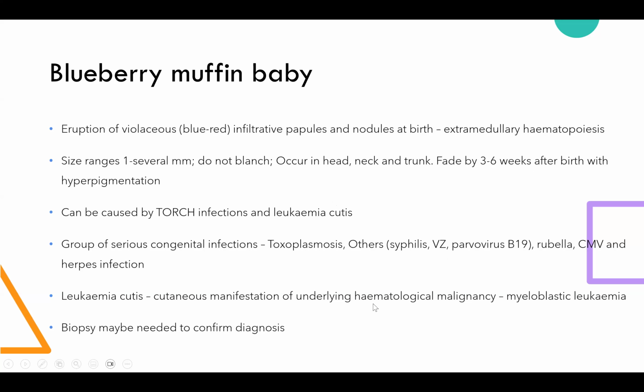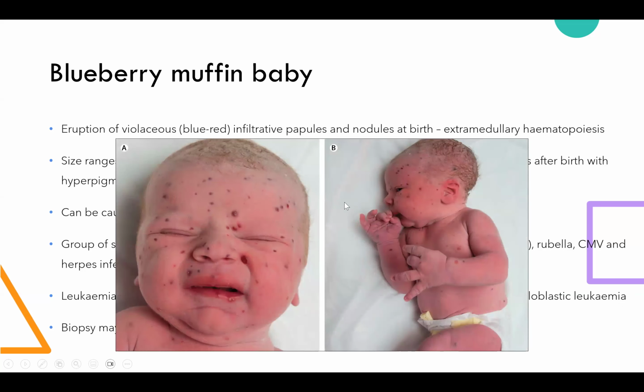Leukemia cutis is a cutaneous manifestation of underlying malignancy. It can be a myeloblastic leukemia, or it can be Langerhans cell histiocytosis, or any solid tumors also. Neuroblastoma is also an important differential diagnosis. Biopsy may be needed to confirm underlying diagnosis in a blueberry muffin baby. So this is a big picture showing a baby with blueberry muffin lesions. There is varying size of this extramedullary hematopoiesis. This usually fades on its own, and the baby will not be overtly symptomatic or require any life support, but working up of the underlying disorders is more important.